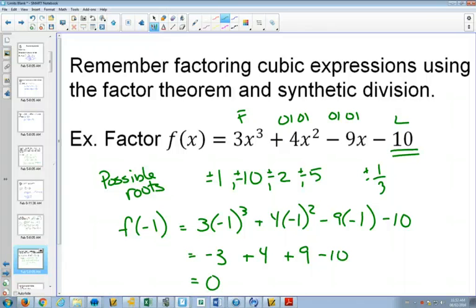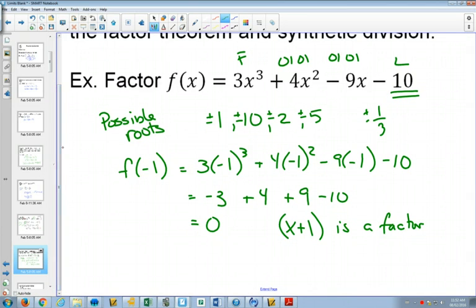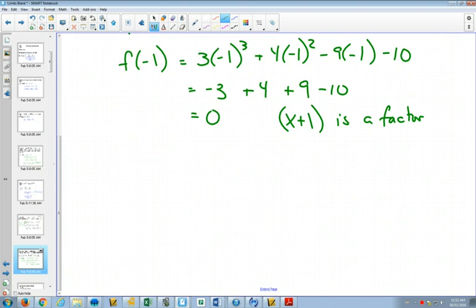Yes! It's equal to 0. How nice. What that means is if negative 1 makes it equal to 0, that means that x plus 1 is a factor. And our original function f of x will be x plus 1 times something else. Now, our synthetic division review, if you know something is a factor, and we would want to divide by x plus 1 to find out what's left, synthetic division looked like this.